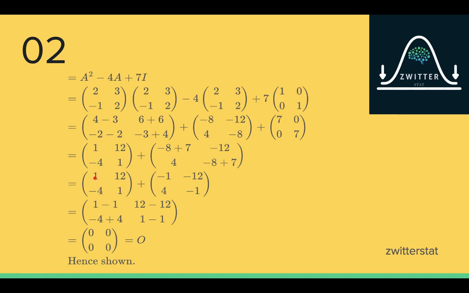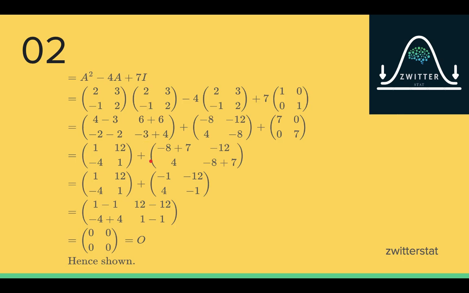So now I am having 1, 12, minus 4, 1 and minus 1, minus 12, 4 and minus 1. So now 1 minus 1, 12 minus 12, minus 4 plus 4, 1 minus 1, and this addition of 2 matrices gives me a null matrix. 1 minus 1 is 0, 12 minus 12 is 0, minus 4 plus 4 is 0 and 1 minus 1 is 0. So we have shown that this expression over here equals a null matrix.